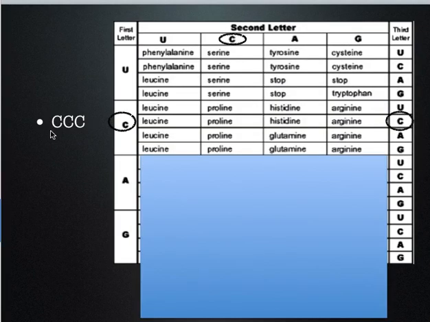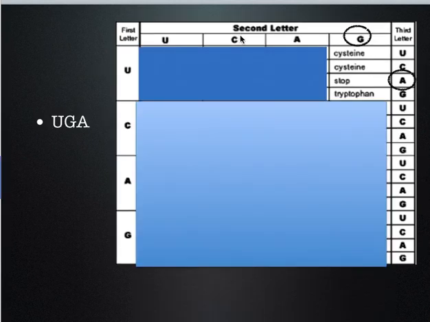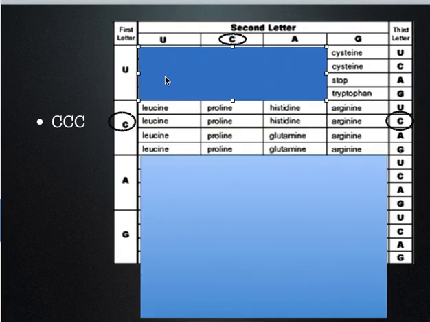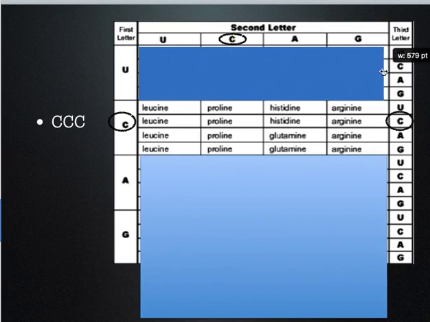All right, let's practice CCC. So now I've moved my blue box down because I need this whole row. I do not need this U up here. I don't need any of those. So I can cover up this whole row because the first letter is a C. There it is, boom. The second letter is a C. So here's my second letter, and up here, I find the C, which is right here.